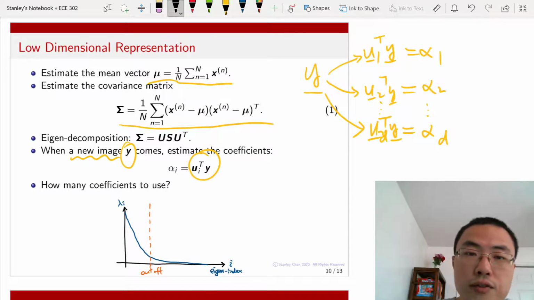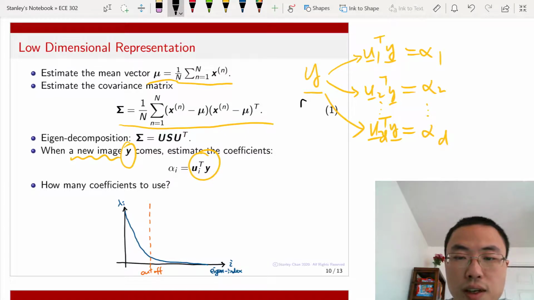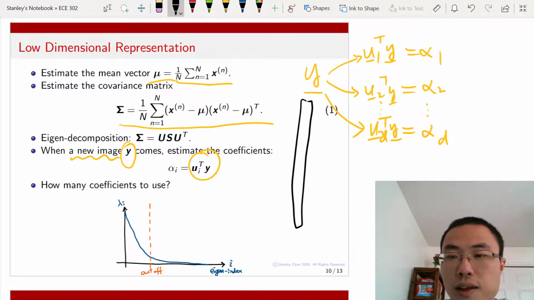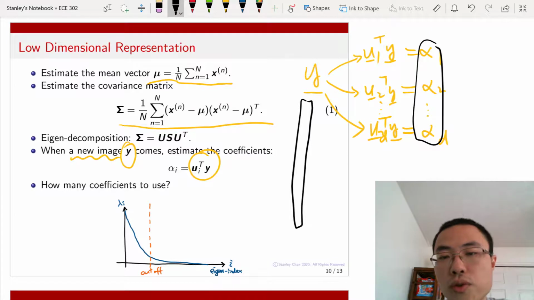And then instead of describing Y, which can be a very, very long vector, you may only have a few coefficients that can be as descriptive as the entire long vector.